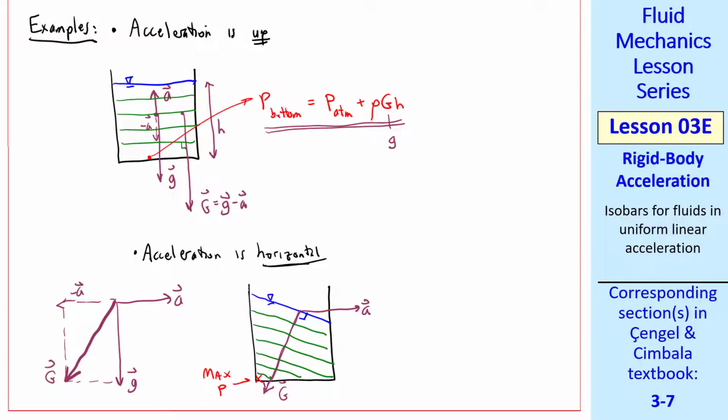I'll do a demonstration with the jar of oil. Here's a slow motion video clip of me accelerating some oil in a jar. I'll show it again. I'll stop it here. You can see the slope of the oil. And you can see that the oil is tilted the opposite way when I decelerate.